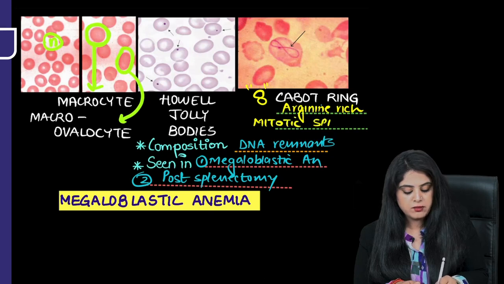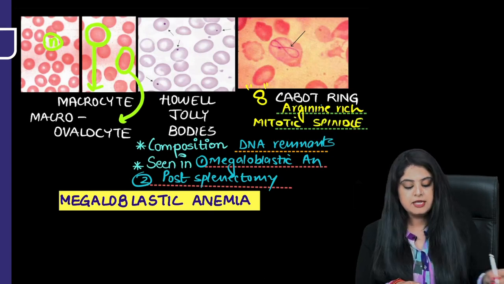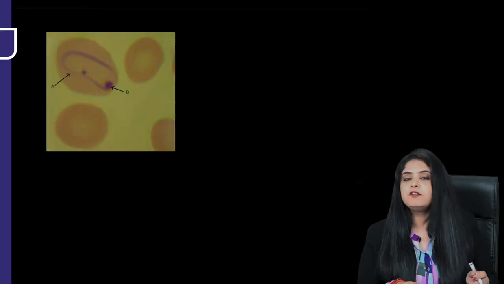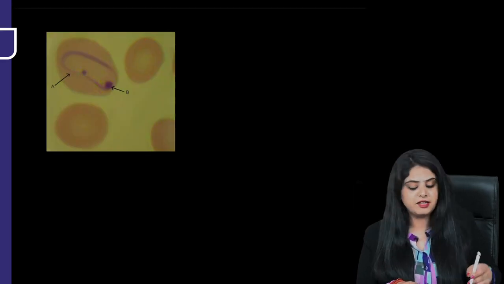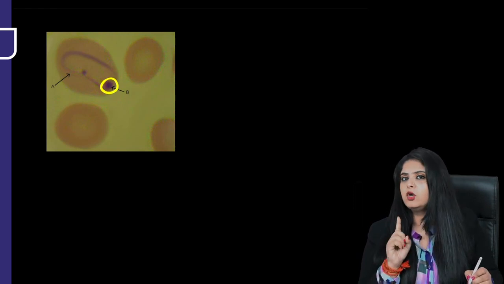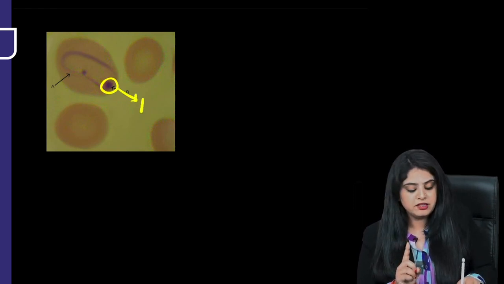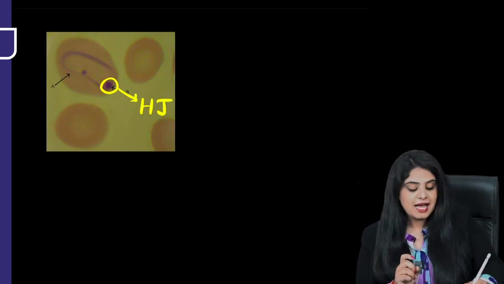So arginine rich mitotic spindle is going to be the Cabot ring. Let me ask you a question. What all findings are you seeing inside this red blood cell? I see one dot, but I only see one dot. So happy and jolly to be single. This must be the Howell-Jolly body. And I see a ring.